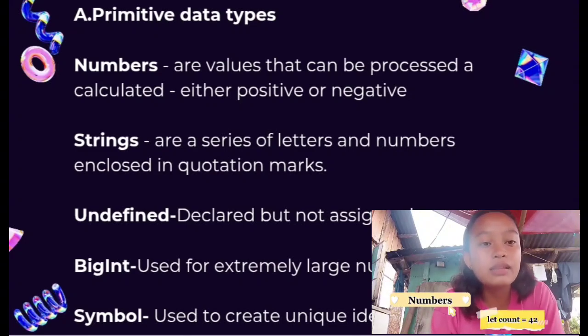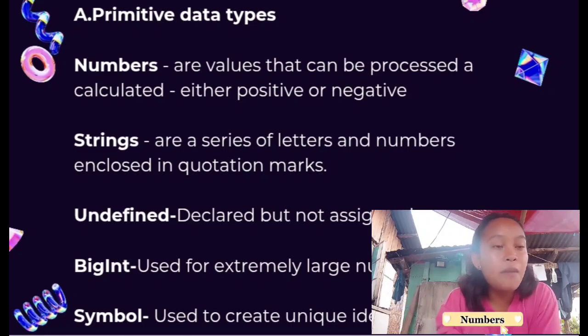For example, let count equals 42. So 42 is a positive number. So numbers are the kind. If you declare a variable in Java, the numbers type is int that you declare. While in JavaScript, you do not need to declare it, as you can tell from the value inside the variable.